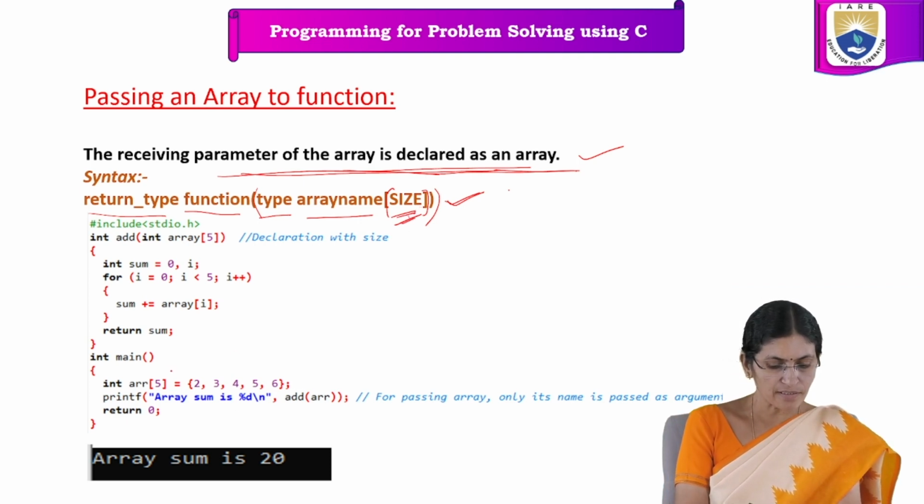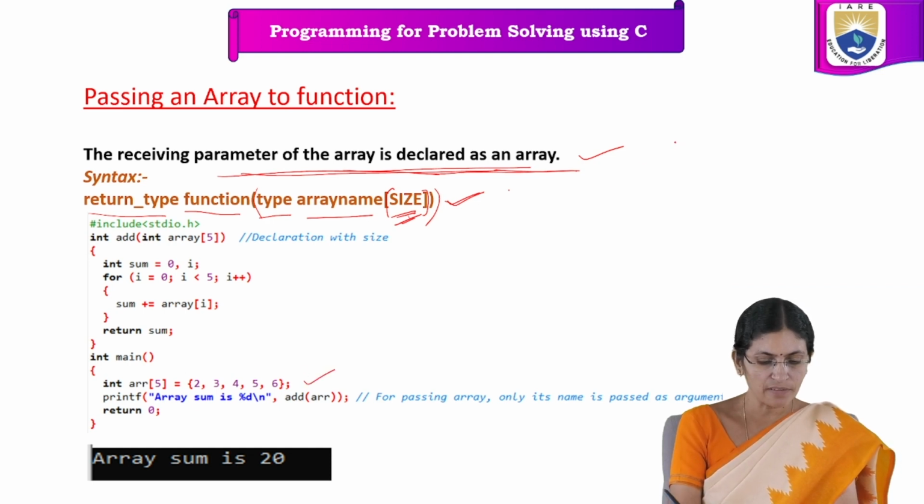Next, inside this main function, we have declared an array. The size of the array is 5, so there are 5 elements in the array. Here we are calling the function. This is a function call.